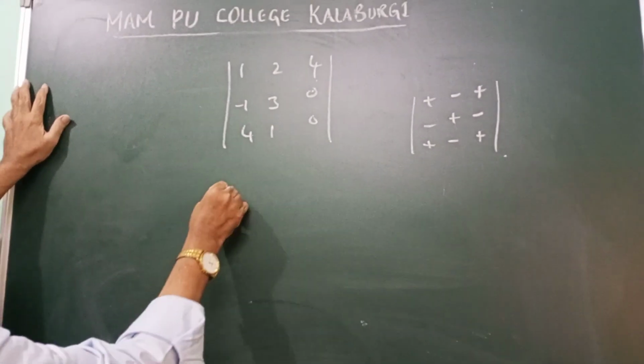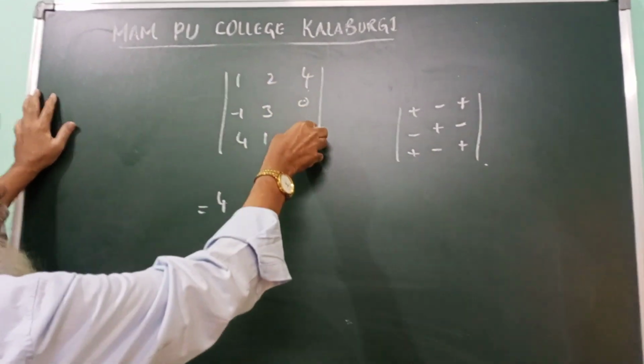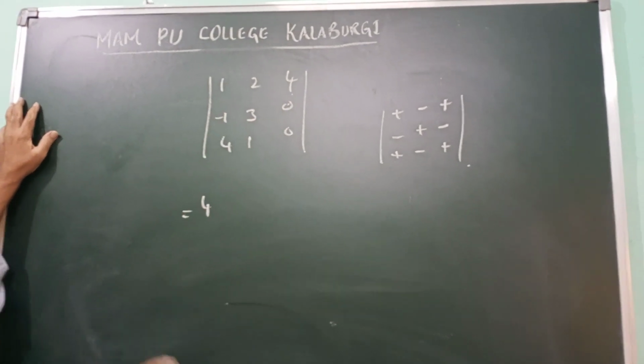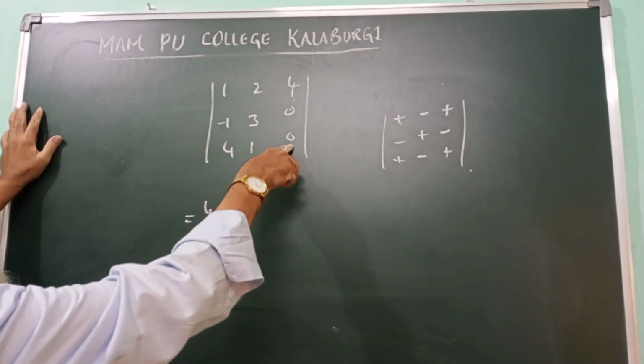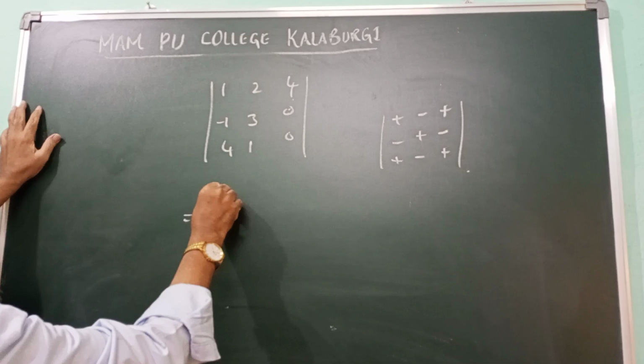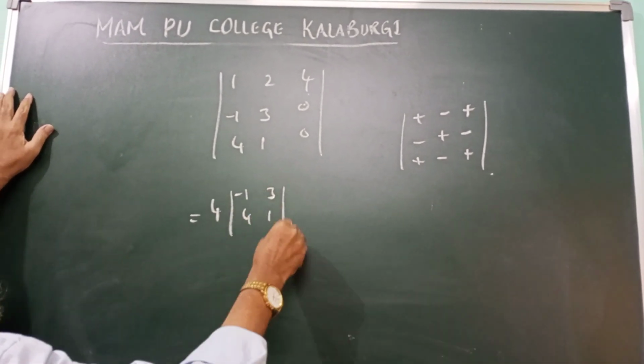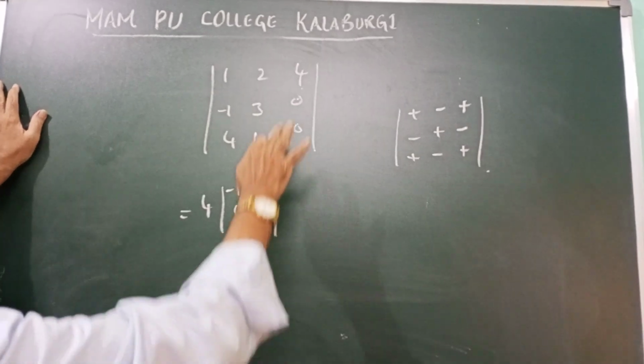This is 4 into. We delete the row. We are expanding third column wise. So 4 into, we delete the row and delete the column. What remains here? Minus 1, 3, 4, 1.